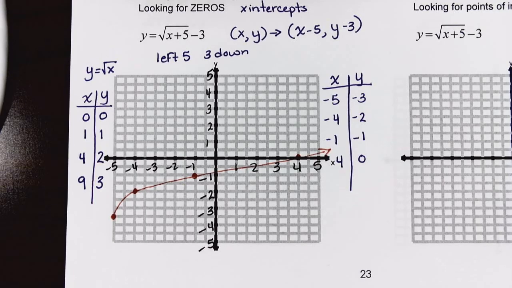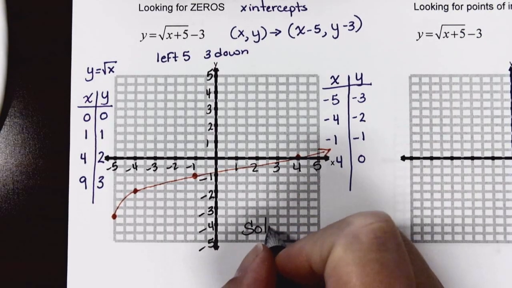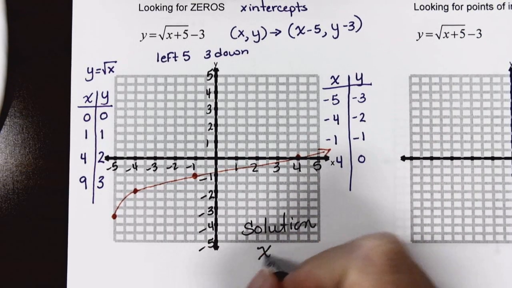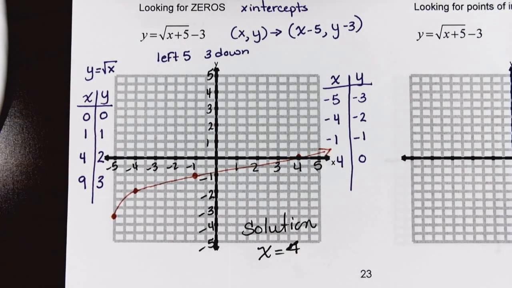So looking at this graph, what's the solution? The only thing I care about, ladies and gentlemen, is the x. What's the solution? X equals 4, right? We're looking for the x-intercepts. So I don't want a coordinate pair, I want the x value of it. And when we solved it algebraically, what did we get? We also got 4.